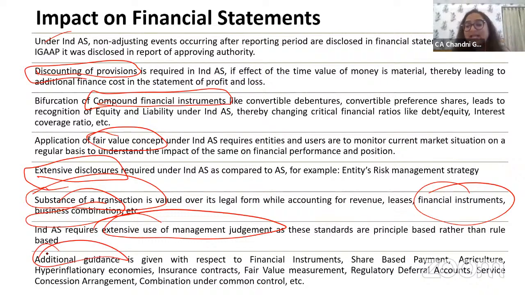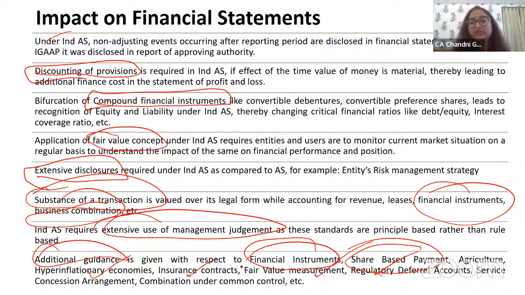So basically, Ind AS has actually introduced so much additional guidance on certain topics which were never there in AS, right? For example, insurance contracts, hyperinflationary economies, fair value measurements, regulatory deferral accounting. For share-based payment, now they have a guidance note, but not a standard. But in Ind AS, there is a standard, right? For financial instruments, there is no guidance note, there is no standard. But in Ind AS, we have 3 standards dedicated to financial instruments, right?